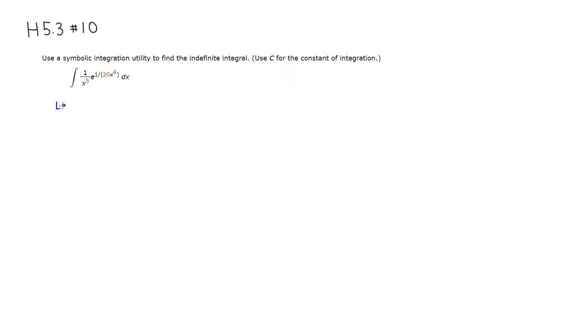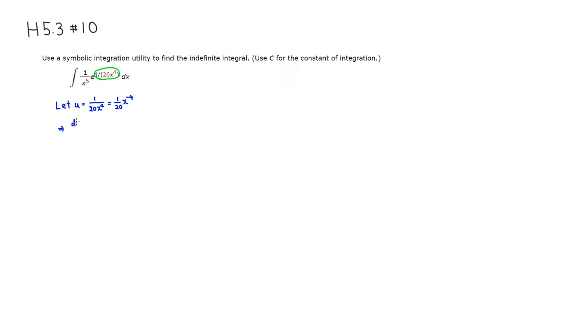We're going to let u be this guy right here, the power. So it's 1 over 20 x to the fourth, right? I don't like the way it's written, so I'm going to write it as 1 over 20 x to the negative 4. Let's take the derivative.